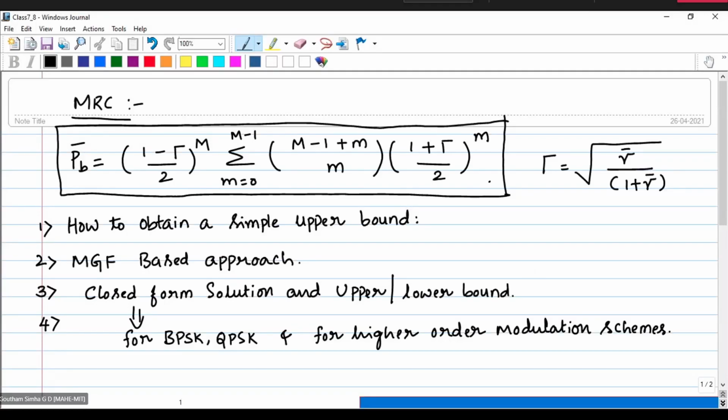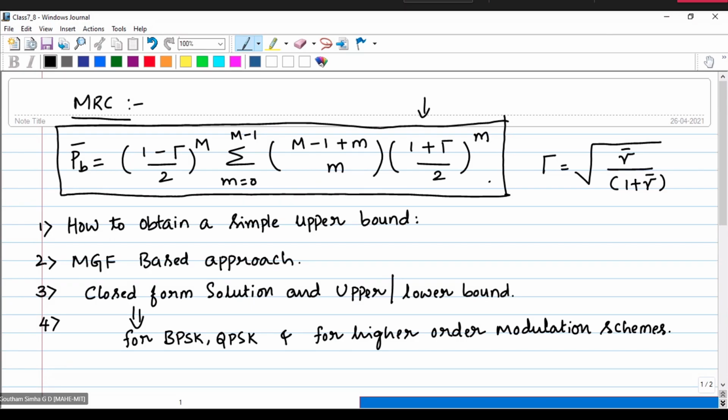We will be discussing some of the concepts of what is an upper bound, how to obtain the simple upper bound, what is that moment generating function based approach, why it is required, and what is the closed form solution. The above, whatever I have written over here, is the closed form solution. If you don't get the closed form solution every time, what could be the best possible solution? That is your upper bounded solution, by using some other approach, by using some Chernoff bounds.